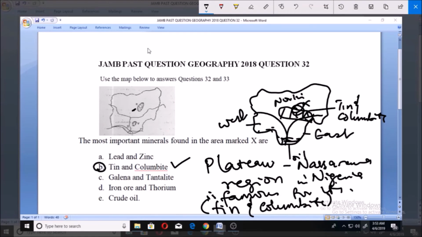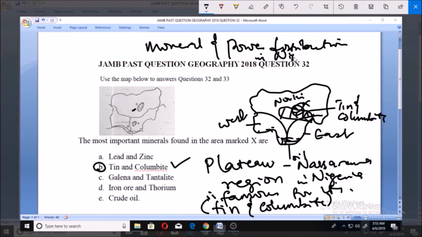So this you can find under minerals and power distribution in Nigeria. That is where you get this, and that's why option B is the right answer for these. If you are talking about crude oil, it would have been around this other region.